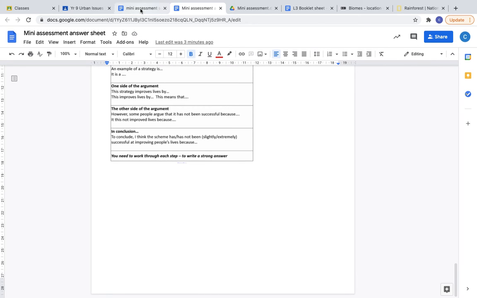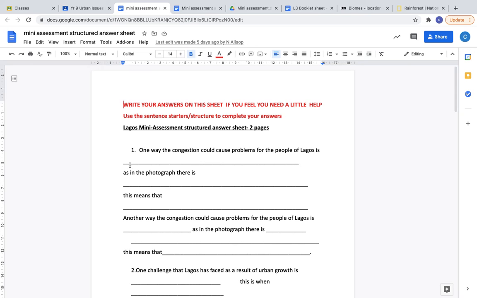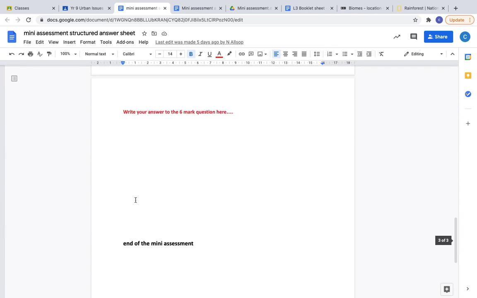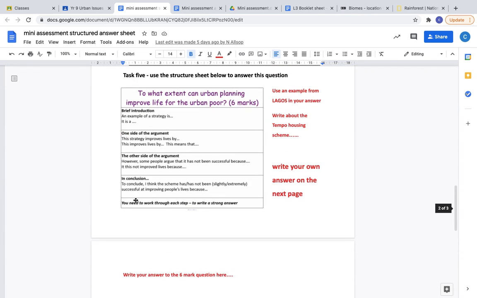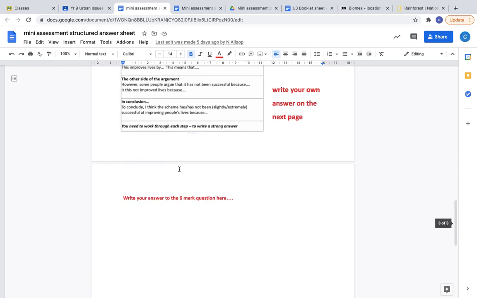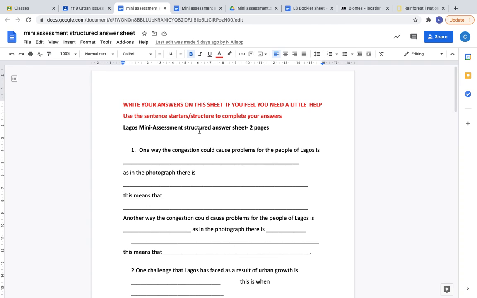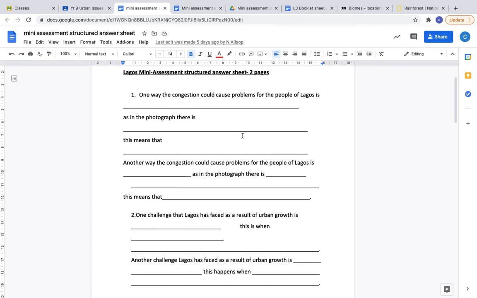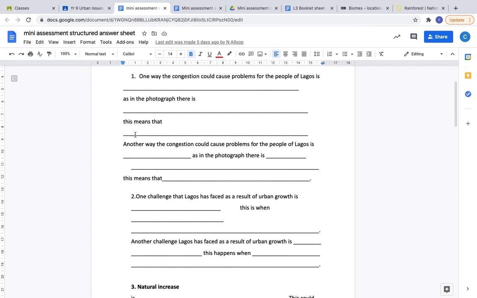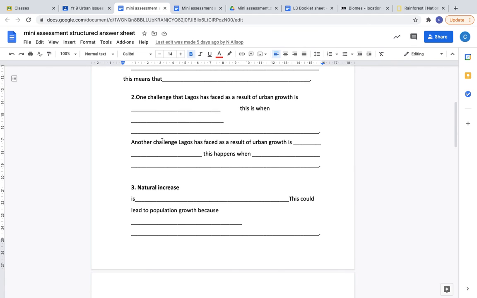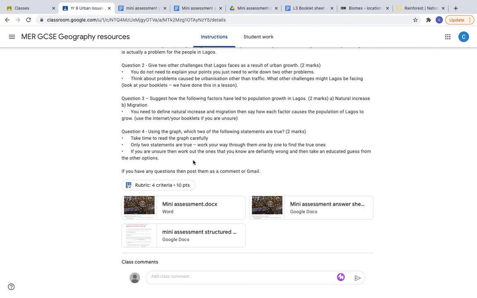There is also some structure here which you could use. So you can use this sheet if that would help you more. This is the structured answer sheet to help you out if you do need help. It tells you where to write this means that, or where to explain your answers. And that is everything.